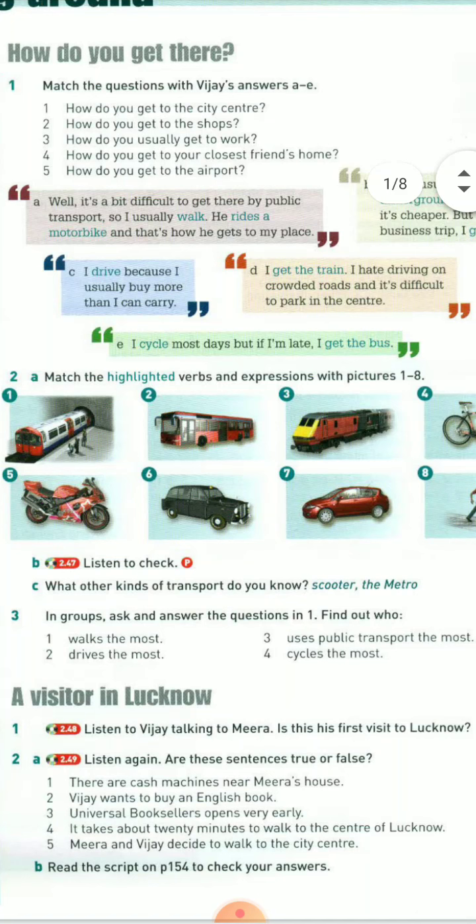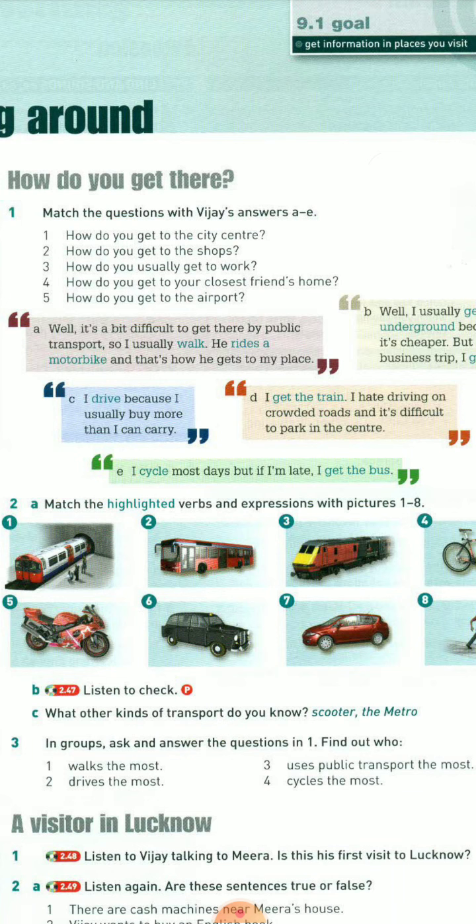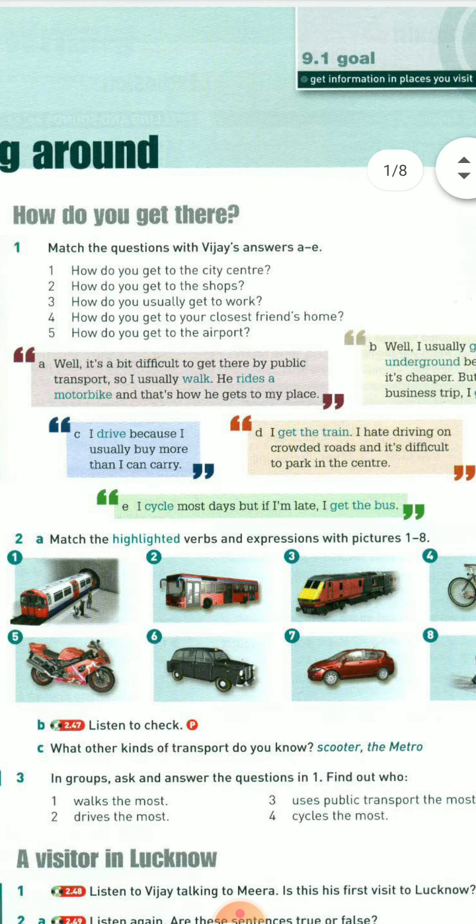Now the idea is that you pause the video and then you match the numbers with the letters in these questions. Now I'm going to give you the answers. Number 1 says, how do you get to the city center? It's letter D. I get the train. I hate driving on crowded roads and it's difficult to park in the center. So letter D, he says it's difficult to park in the center. That's why you know it's the answer.